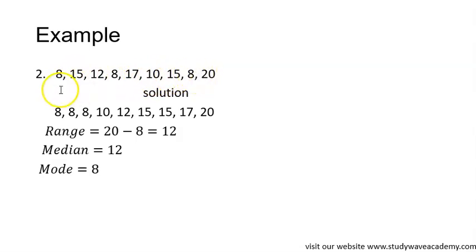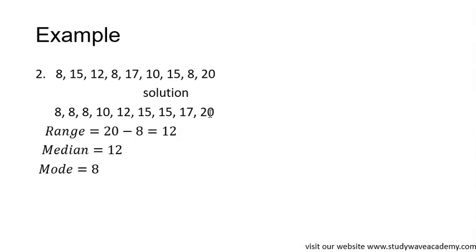So you write from the smallest, and the smallest number in these values is 8, right? So you write 8. There's another 8, you write it, and there's another 8, you write it. The next number is what? We don't have 9, so the next number is 10, you write 10. There's no 11, so the next is 12, you write 12, and it's only one 12. The next is 15, there is no 13 or 14, so it's 15, you write 15. There are two 15, you write the second 15. The next number is 17, you write 17, and the last number is 20, you write 20. So now you have arranged your data from the smallest to the biggest.